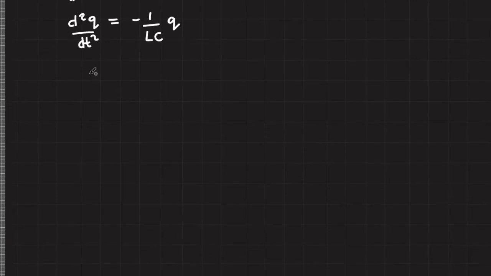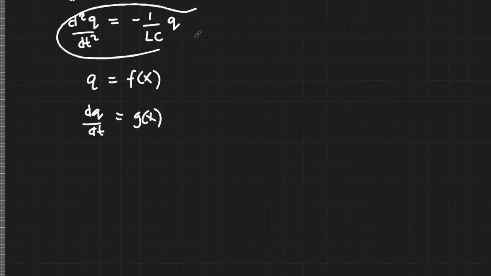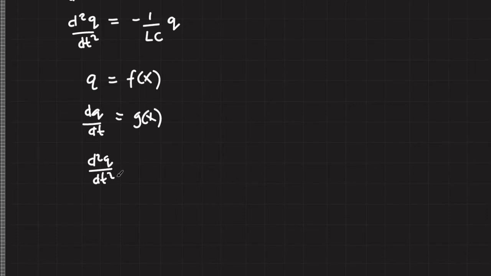If we examine this equation, let Q equal f of x, and if we get the first time derivative of Q, we have g of x. And this equation tells us that when we get the second time derivative of Q, we end up with the same function, but this time it is multiplied with a negative constant. So apparently this behavior is depicted by either an exponential function or a trigonometric function.